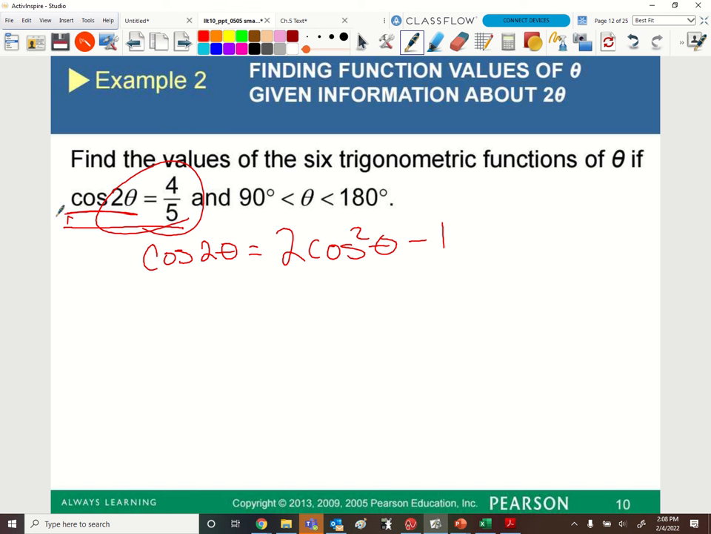So I could replace cosine double angle with 4 over 5, and that's going to be equal to 2 cosine squared theta minus 1. Now, by plugging that in, I have now removed my double angles. All I have is single angles. Now all I have to do is get that single angle by itself. Add 1. Let's start with adding 1, right? All right, and I'm going to do some voodoo magic over here. Plus 5 over 5. Why am I using 5 over 5?